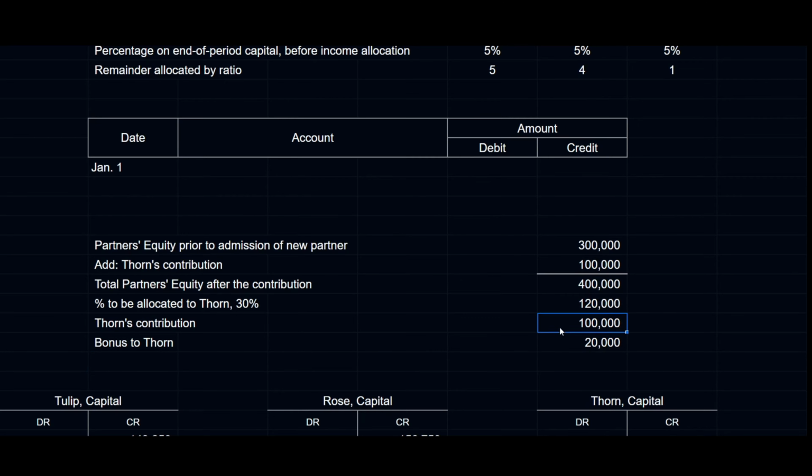What this means, and what I mean by saying a bonus, is that Thorn contributed 100,000 but is getting capital allocated to their capital account of 120,000. That's basically 20,000 more than Thorn contributed. This could be done for a number of reasons.